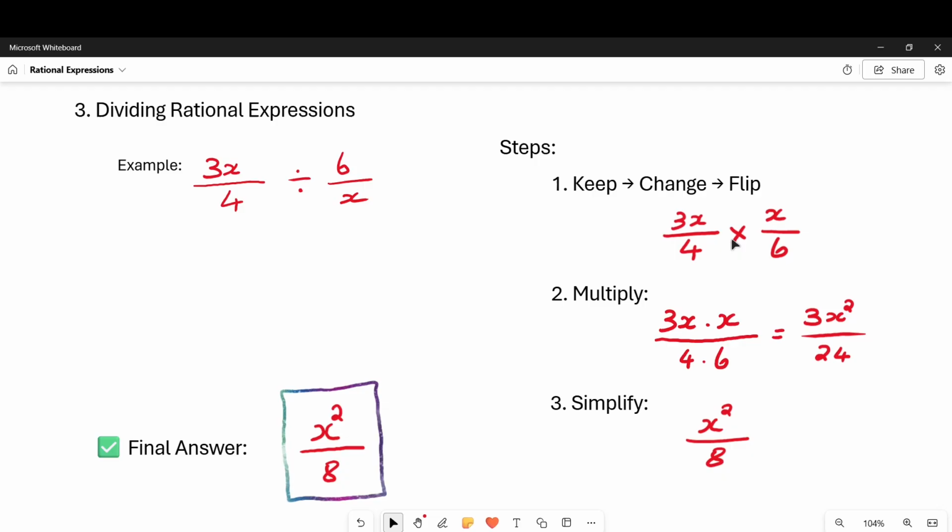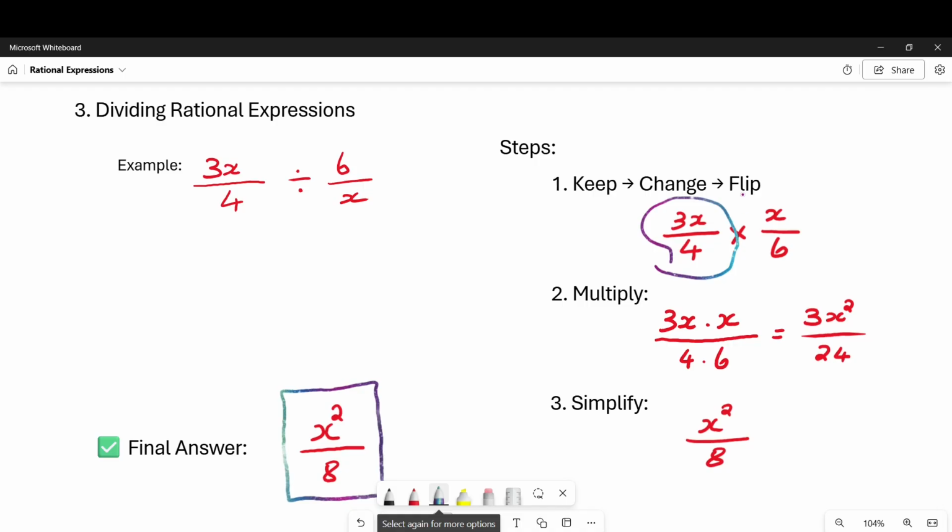Okay, let's see how division is carried out in rational expressions. An example: 3x by 4 divided by 6 by x. In this division form, you need to follow this step. First step is keep, change and flip. What does it mean? Keep means keep the first term as it is. Then change the sign. Here it is the division symbol, so you change this division symbol into a multiplication symbol.